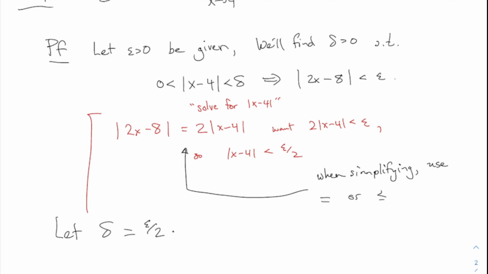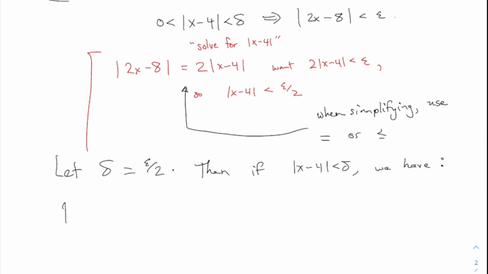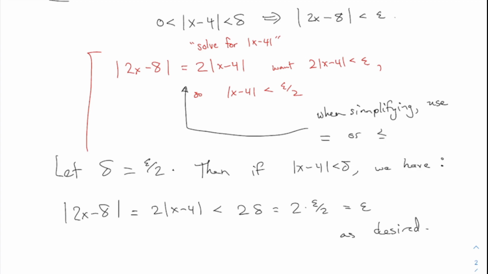So I say let delta equal epsilon over 2, and then I finish by saying something like, then if absolute value x minus 4 is less than delta, we have, and now I do what I call the prestige, right? You just write out, you begin with absolute value 2x minus 8, and then I'm going to use less than or equal signs and end up with epsilon at the end, hopefully. So what do I do with this? I do the same simplification. Pull the 2 out, 2 times absolute value x minus 4. And then x minus 4 is assumed to be less than delta, so I can say this is less than 2 delta, but delta is epsilon over 2, so this is 2 times epsilon over 2, which is epsilon. And that's what I want. All right?